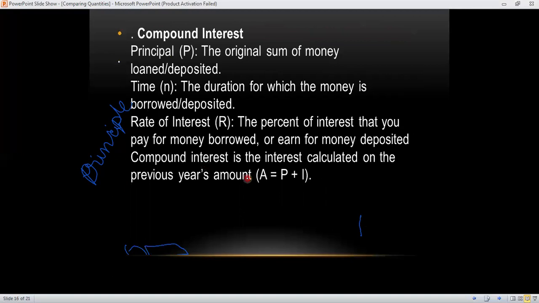So now what is compound interest? Compound interest: principal is equal to the original sum of money loan deposited, time the duration for which money is borrowed or deposited, rate of interest the percent of interest that you pay for money borrowed or earned for money deposited. Compound interest is the interest calculated on the previous year amount, that is A is equal to P plus interest, principal plus interest.